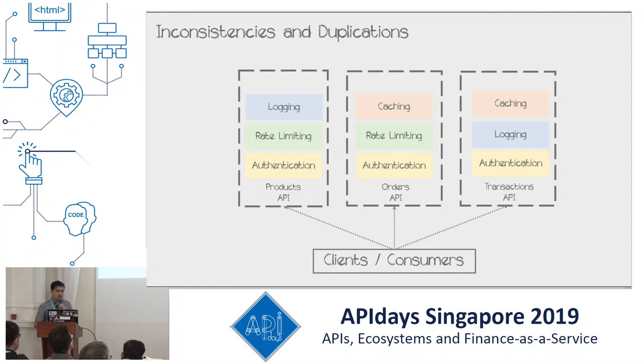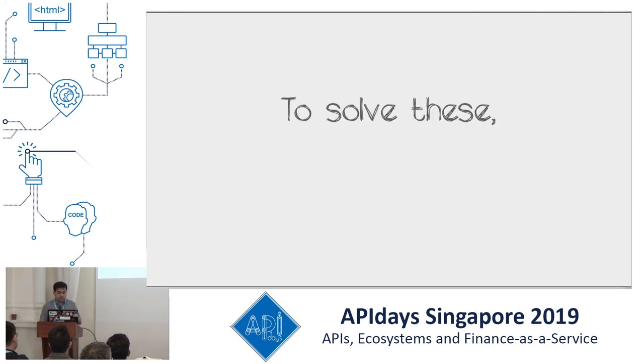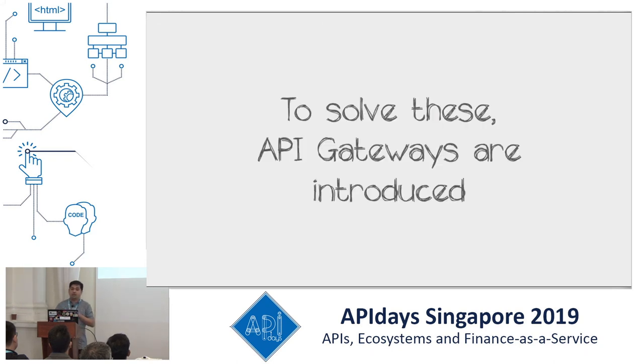So the problems don't just exist in the front end. Actually, there are more problems that exist in the back end. So how many of you are familiar with cross-cutting concerns? Cross-cutting concerns are the repeated things that are shared across your different microservices. Examples of this would be logging, rate limiting, authentication, caching, monitoring and tracing, and other forms of governance that you want implemented in the same fashion across all of your microservices. And to solve these issues, API gateways exist.